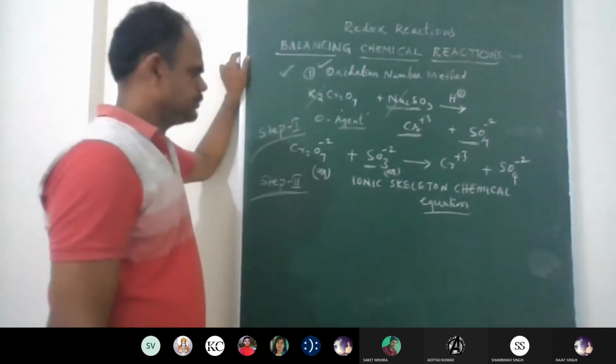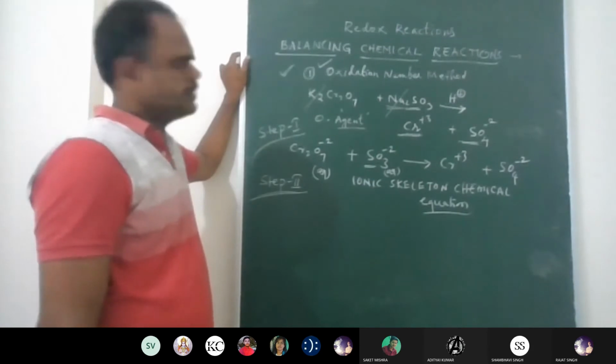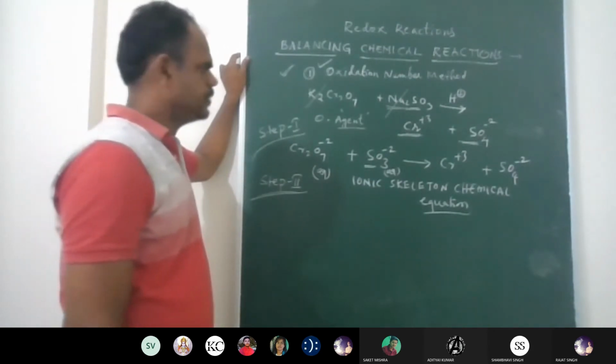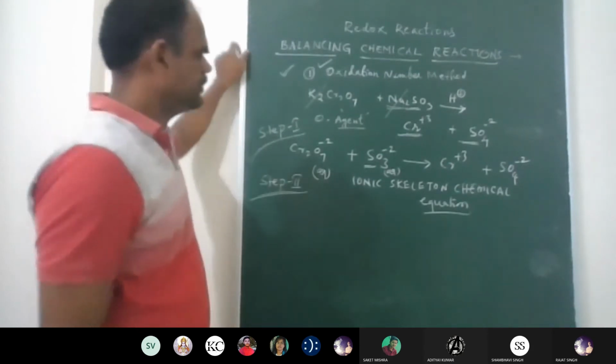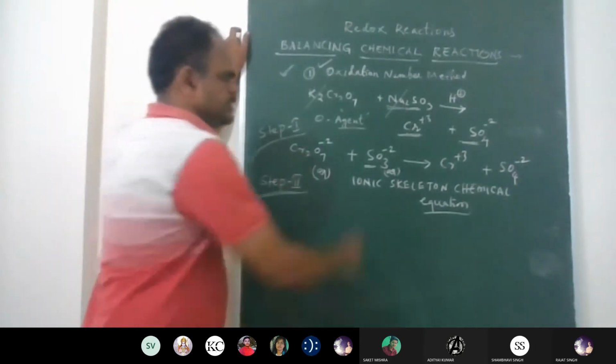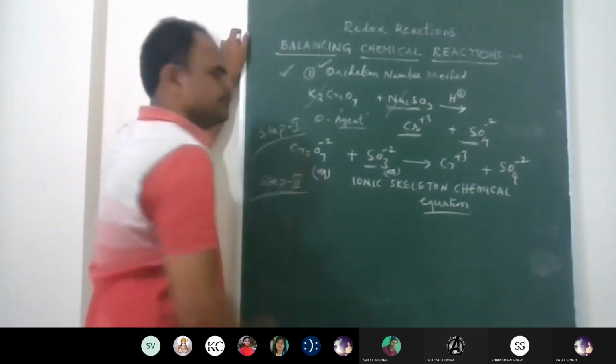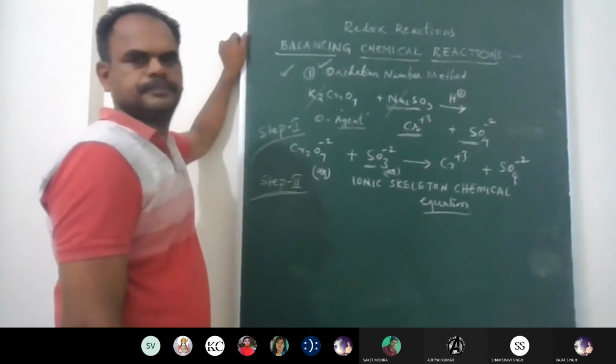So what is the step 2? In the step 2 we should assign the oxidation states, oxidation numbers we have to assign. So what are the oxidation numbers of chromium? What is the oxidation number of the sulfur? Now tell me what is the oxidation number of the chromium in this formula, dichromate?